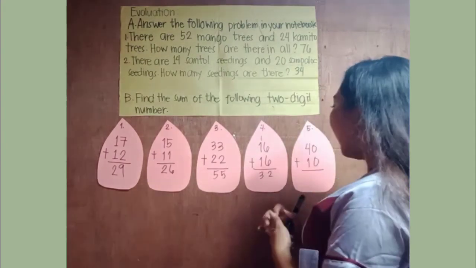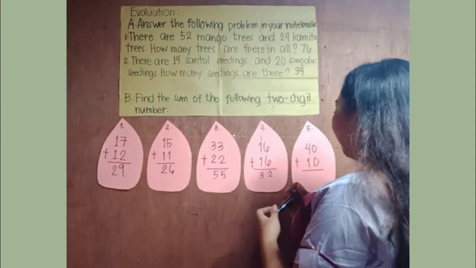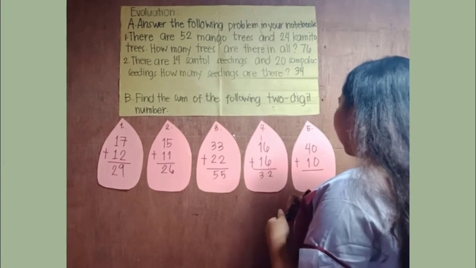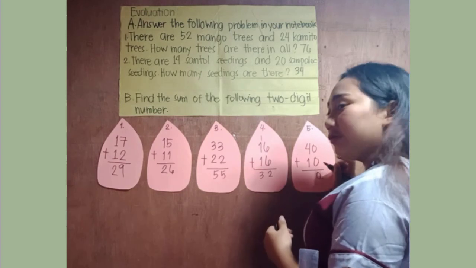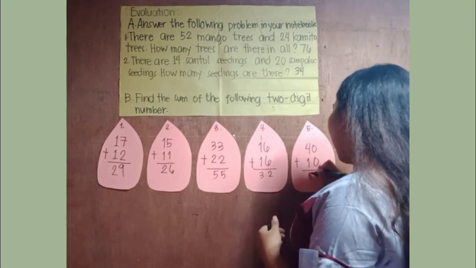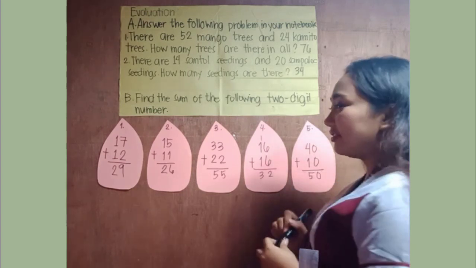And number 5, 40 plus 10. 0 plus 0 is equals to 0. 4 plus 1 is equals to 5. So, 40 plus 10 is equals to 50.